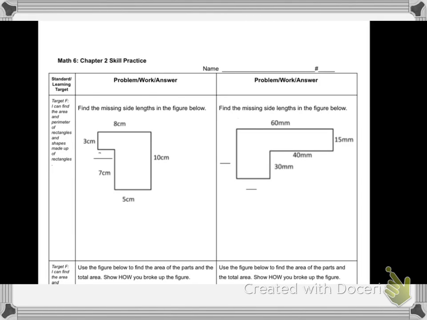Chapter 2 Skill Practice Help video. I will help you set up some of the problems, then you will have to finish them and solve the other parts. If we look at the first skill, it's asking us to find the missing side lengths in the figure below.